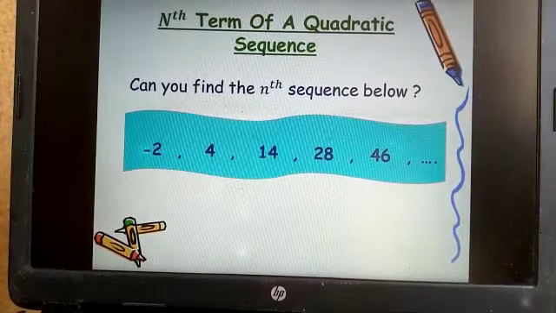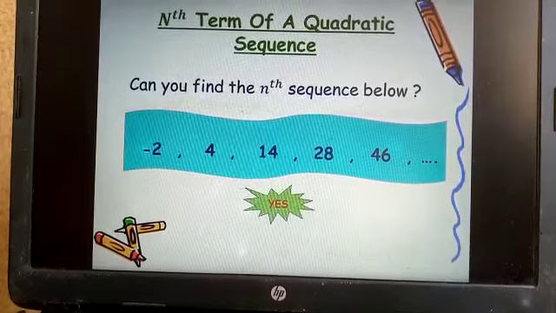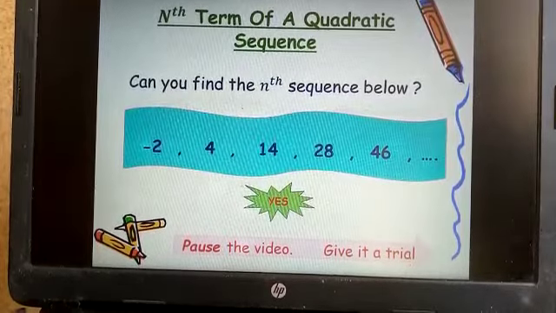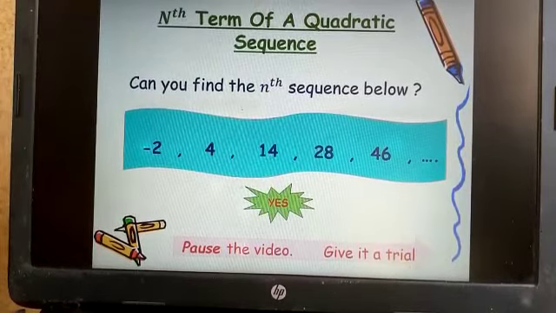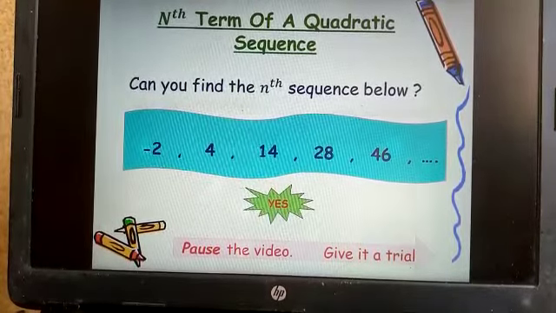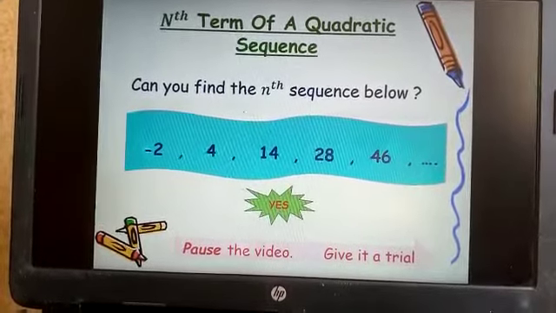Can you find the end term of the sequence below? Give it a try, please. Just try it. Pause the video and try it. You have 4 minutes. Okay. Compare yours with my answer.